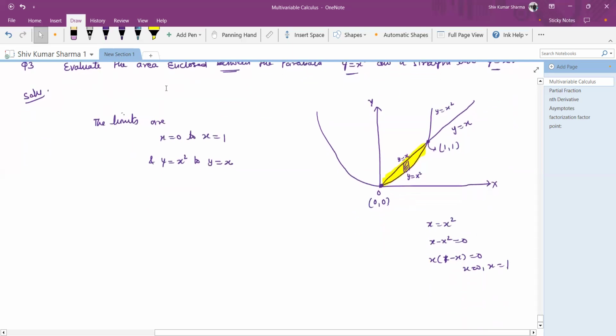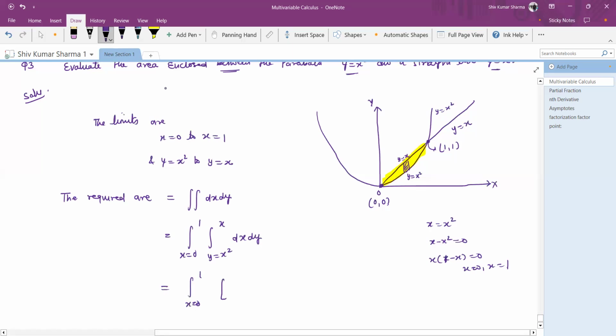Now we calculate the area. The required area is equal to the double integration of dx into dy. First we take the constant limit, x equal to 0 to x equal to 1. Then we solve the variable limit, y equal to x square to y equal to x. So the variable limit is y. Integration of dy is y, and we take the limit of x square to x.